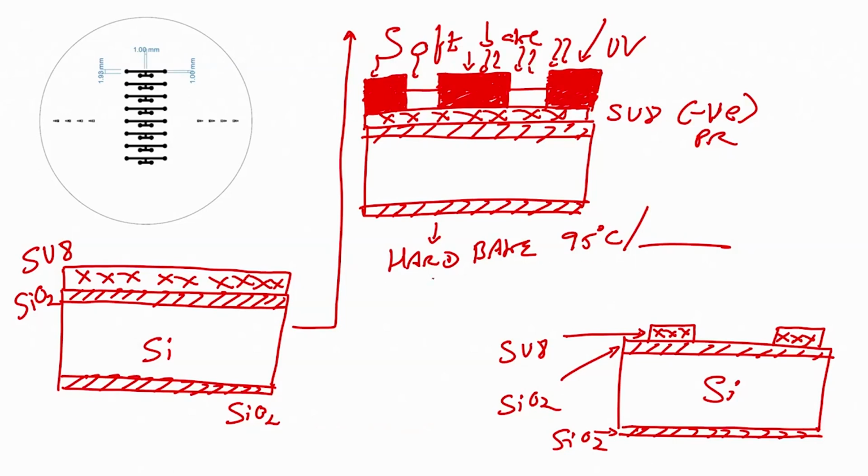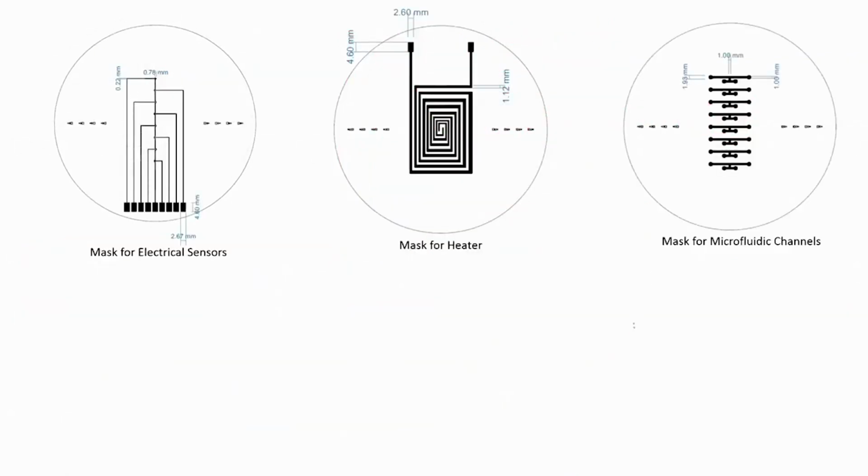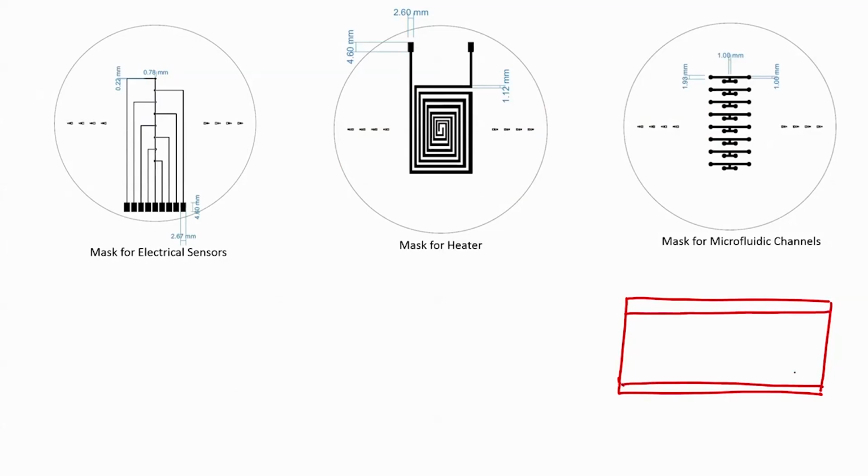So, next step would be hard bake, and then we have to develop the photoresist. When you develop the photoresist, you will obtain this particular mold. Now, what will you do with this mold? With this SU8 mold, what will we do?